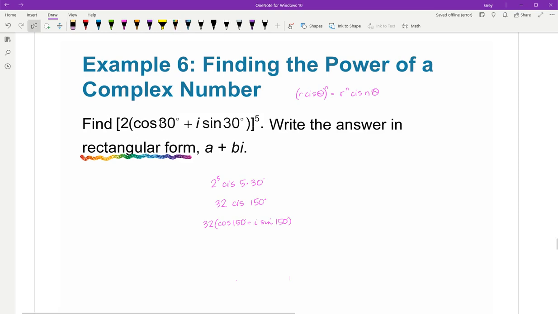So notice the difference. This is polar form and this is rectangular. There is no cosine or sine here. So that just means I'm going to evaluate the cosine of 150 and the sine of 150. Cosine of 150 is negative square root of 3 over 2, plus sine of 150 is 1/2, and I put the i afterwards. And then all you have to do is distribute the 32. So that's going to give me negative 16 square root of 3 plus 16i.